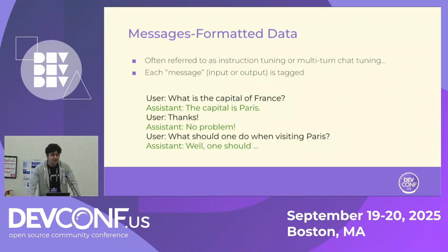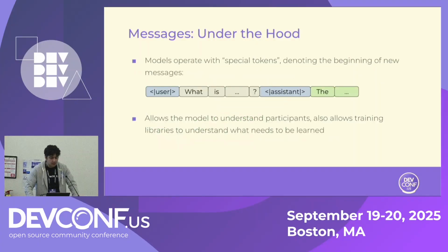So this is where messages formatted data comes into play, and this is the key when it comes to supervised fine-tuning a language model. Often referred to as instruction tuning or multi-turn chat tuning, each message, either an input message or an output message, is going to be tagged. In this way, we're formatting our text more like a dialogue instead of a document. So here, we'd actually label, the user said, what is the capital of France? The assistant or the model generated, the capital is Paris. The user says thanks, so on and so forth. We outline our conversation.